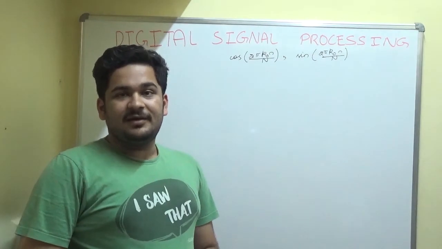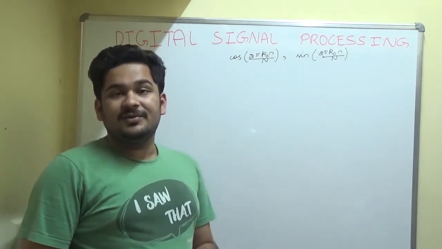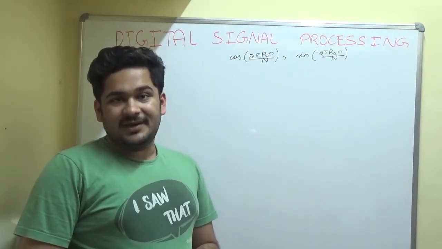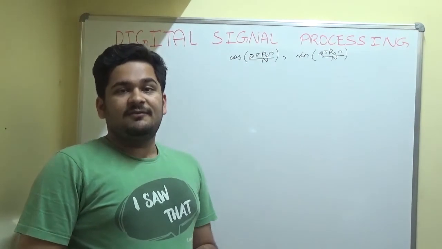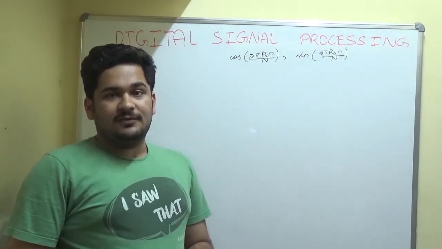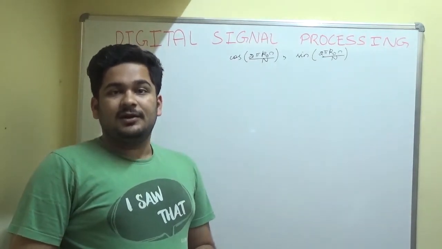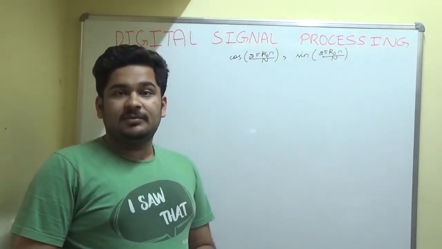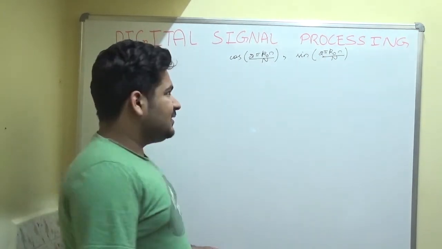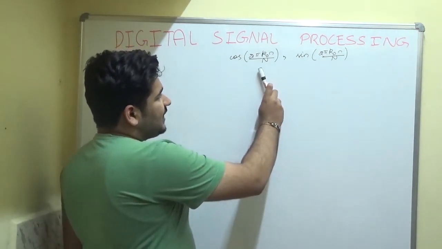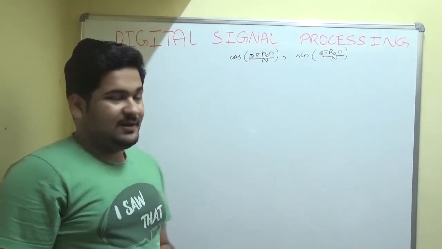Let us learn the DFT of a few other signals which are usually asked in the PTU examination of digital signal processing. Now that we have learned the DFT of e raised to the power minus j 2 pi k naught n by capital N and e raised to the power plus j 2 pi k naught n by capital N, let us see the DFT of cos 2 pi k naught n by capital N and sin 2 pi k naught n by capital N.